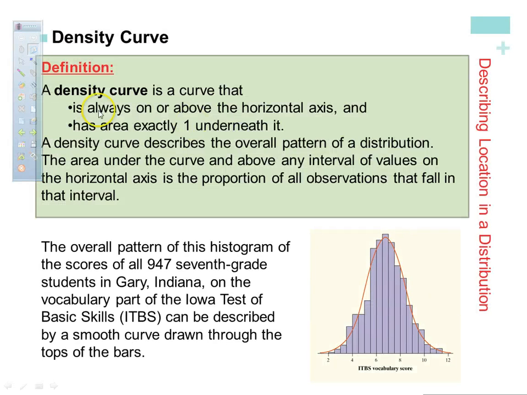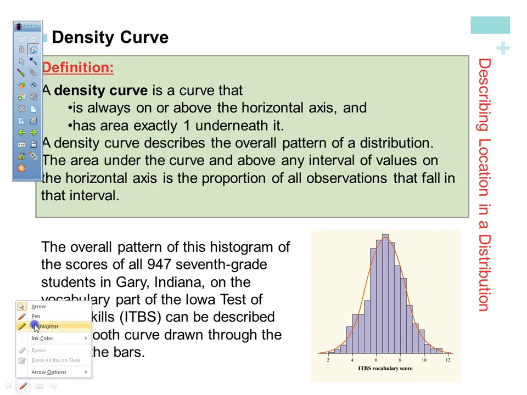So a density curve is always on or above the horizontal axis. The entire area under the density curve is 1 or 100%. A density curve describes the overall pattern, and the area under the curve and above any interval of values on the horizontal axis is the proportion of all observations that fall in that interval, right?